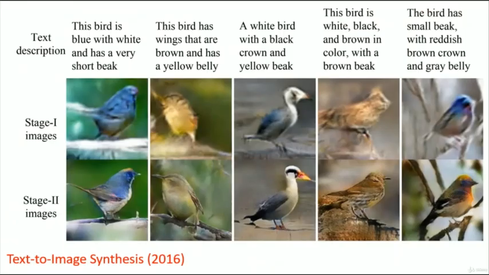Another very famous application is called text-to-image synthesis. In this case, rather than giving a noisy input to your GAN, you give it a text description, and then from this text description, you generate some images. For example, we give the network an input of "this bird is blue and white and has a very short beak". This is the first stage of the image generation. This is the second stage of the image generation. And as you can see, we were able to generate an image that describes this text that we input. So this is a topic called text-to-image synthesis.